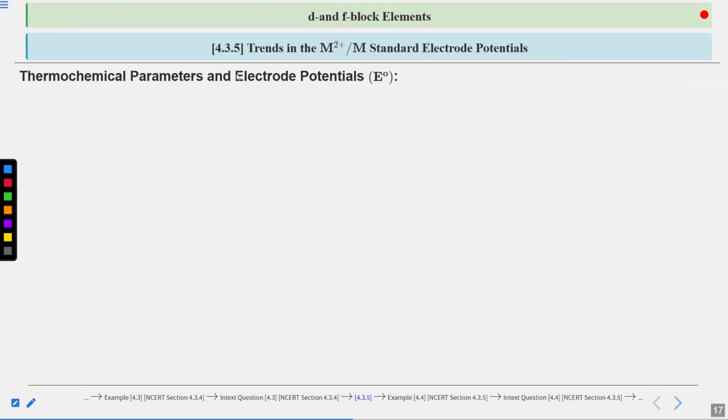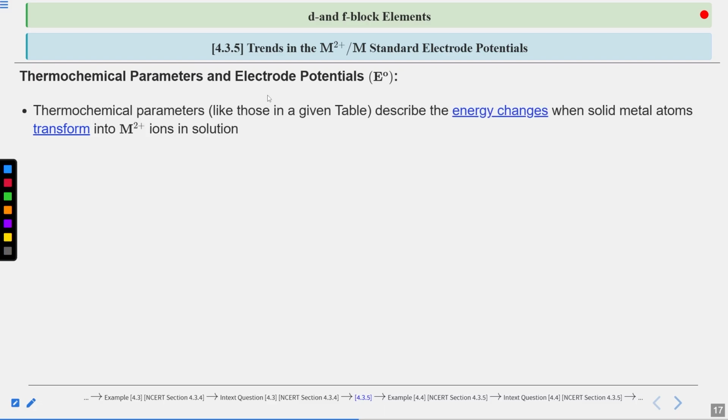So let's move to our next subsection, that is 4.3.5, which is trends in the M2+/M standard electrode potential. Thermochemical parameters and electrode potential E0. Thermochemical parameters, like those in the given table, describe the energy changes when solid metal atoms transform into M2+ ions in the solution. So we are talking about the electrode potential, where M represents the metal which is converting to M2+ ions in the solution.